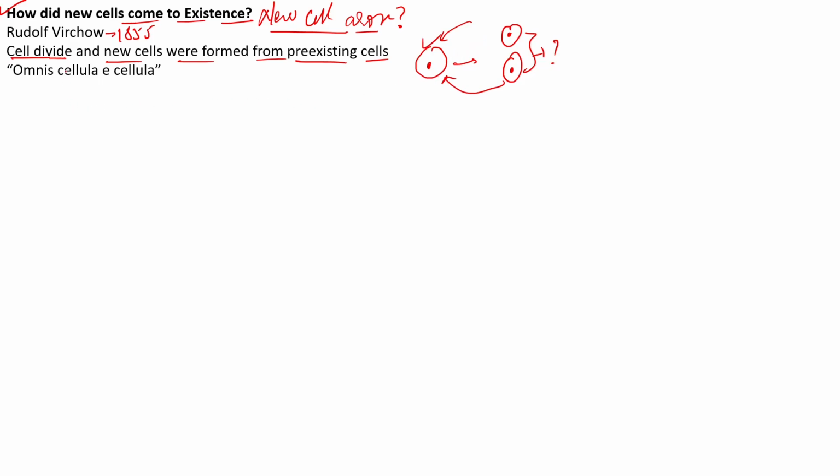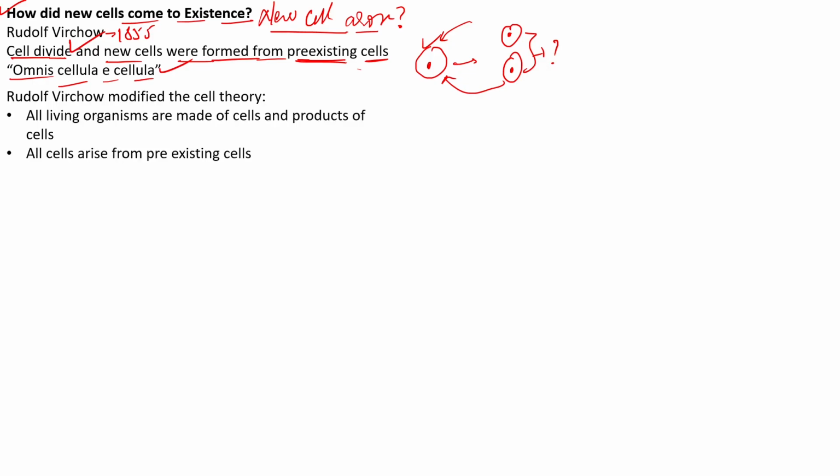So all cells actually divide, and these new cells are mainly formed from the pre-existing cells. He expressed this idea with a very famous phrase called omnis cellula e cellula. This is one of the most commonly asked questions in your NEET examination. Who gave the phrase omnis cellula e cellula? One of the well-known phrases that you have studied since your biology.